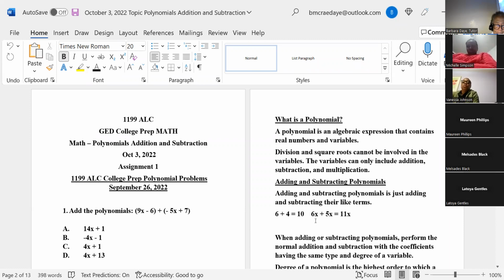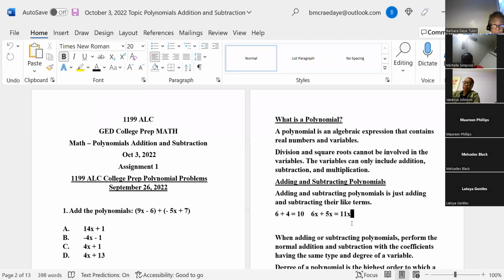The same type of variable and the same degree. In other words, we can't add an x squared to an x cubed, but we can add an x squared to an x squared. All right, so that's something to keep in mind when you're adding or subtracting polynomials. They must have the same type of variable and the same degree.